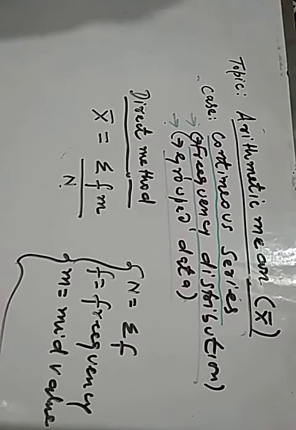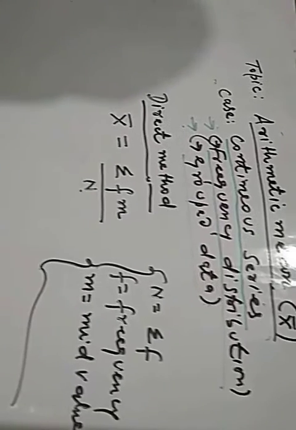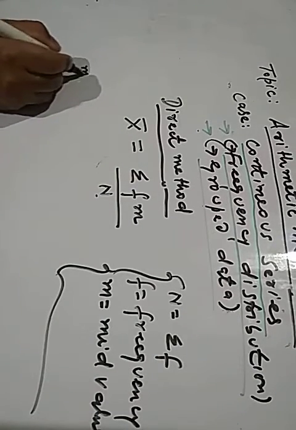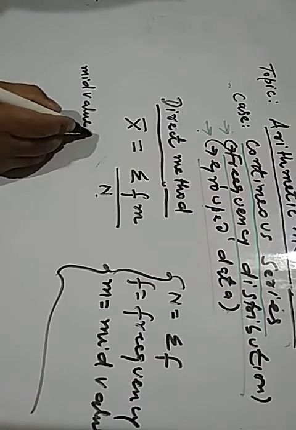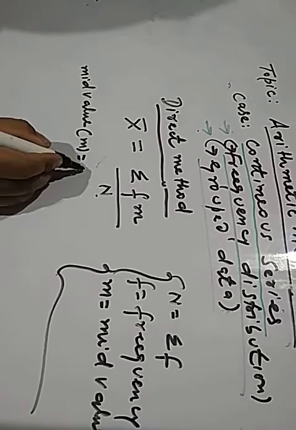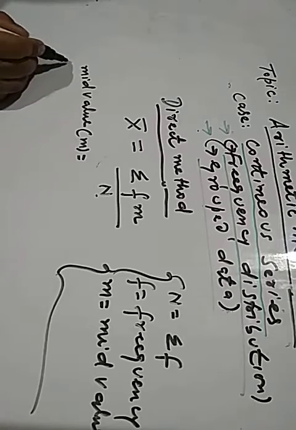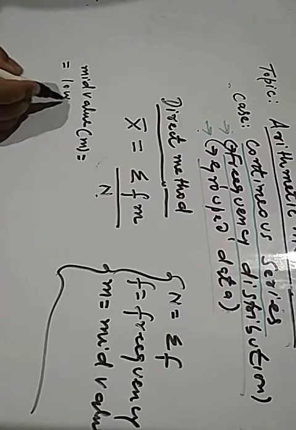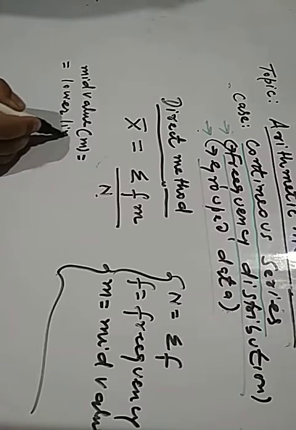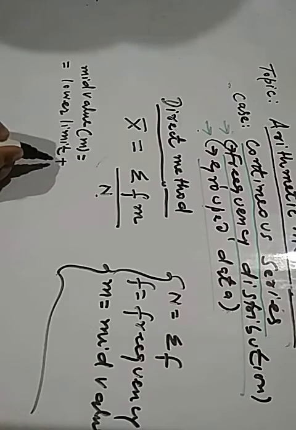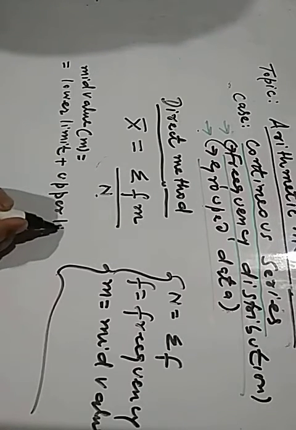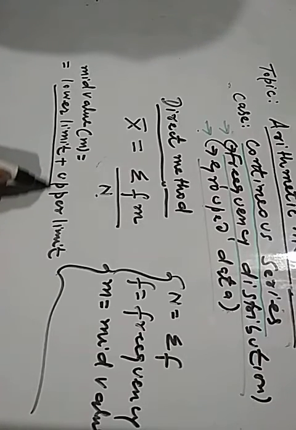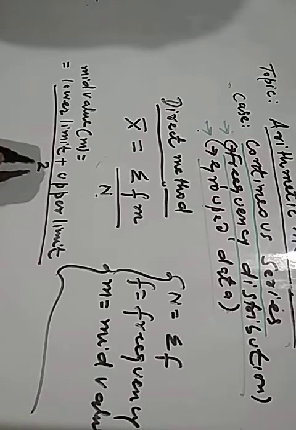and the calculation of this mid value is equal to lower limit plus upper limit of each class interval, and that is to be divided by 2.